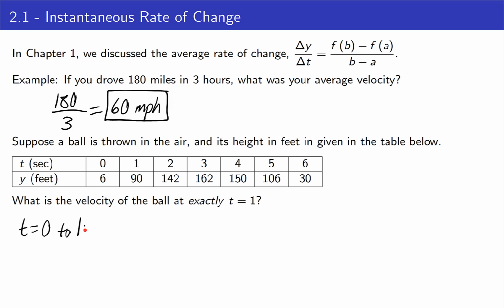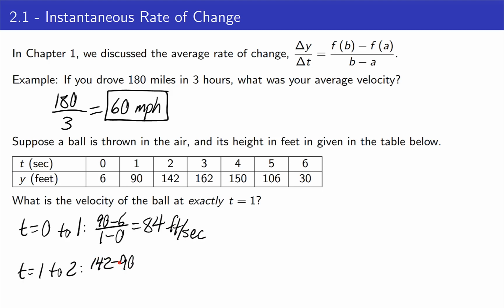From t equals 0 to 1, we'll look at the average velocity in that time period. You have 90 minus 6 over 1 minus 0, which is 84 feet per second. And then we'll look at the right side. For t equals 1 to 2, we'll do 142 minus 90 over 2 minus 1. That gives us 52 feet per second.